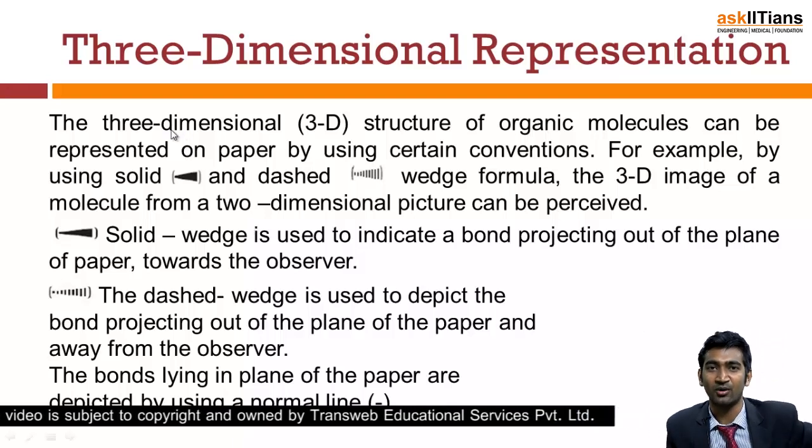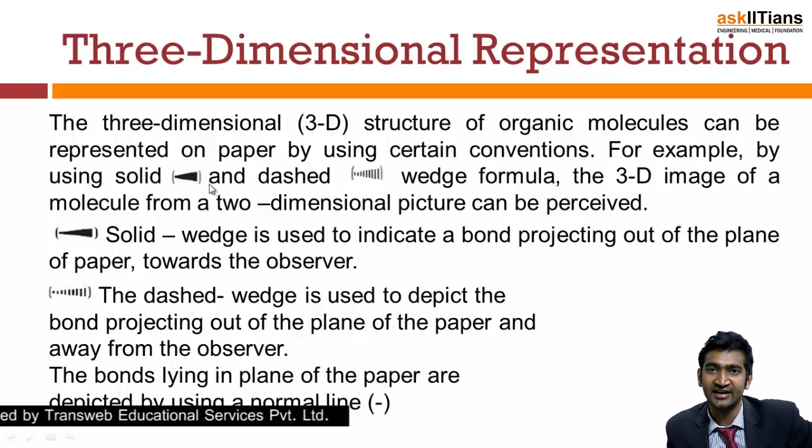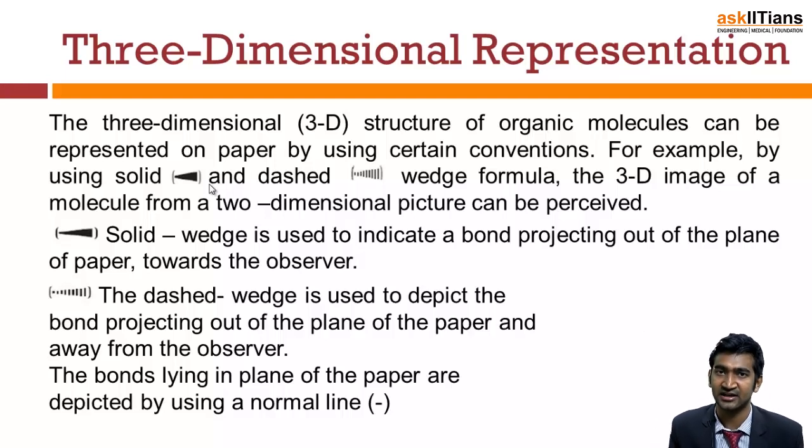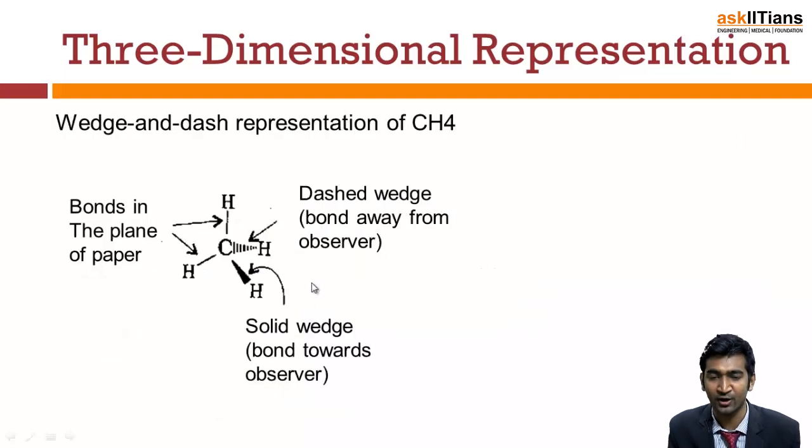So this is how I represent the 3D structure of organic compounds. I first of all take account of what hybridization is present there, and according to it, in what planes the bonds can be there, and then I represent them by my solid and dashed wedge formulas. And obviously the bonds which are lying in the plane are just represented by a simple covalent bond line.